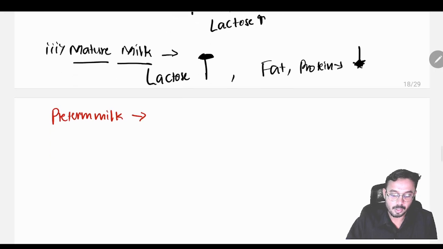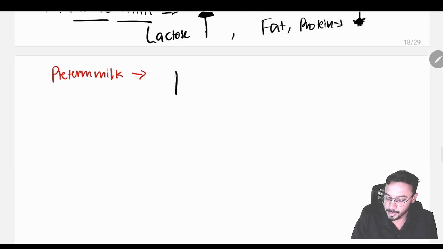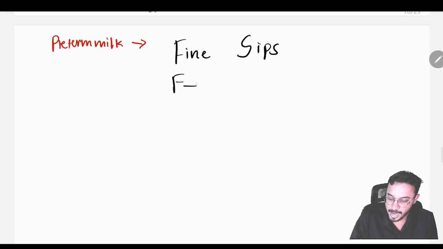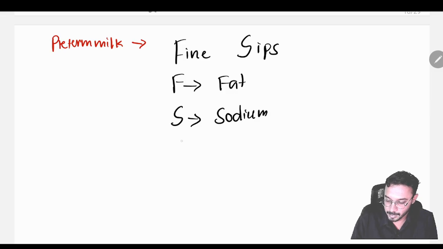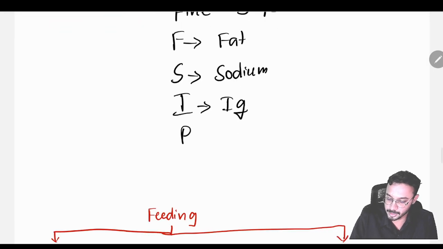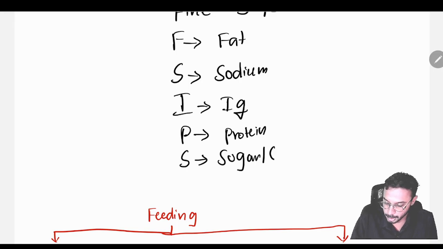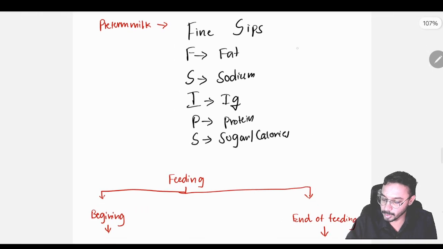Okay, so preterm milk, remember the mnemonic, FISPS. F stands for fat, S stands for sodium, I stands for immunoglobulin, P stands for protein, S stands for sugar or calories. Okay, so preterm milk is rich in all these.